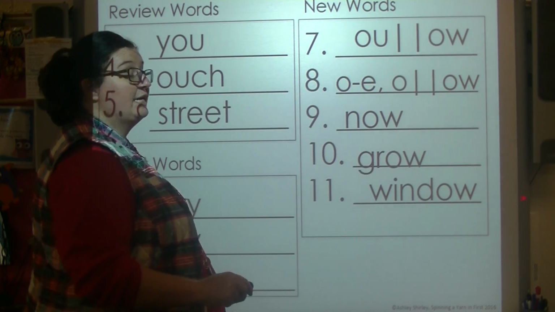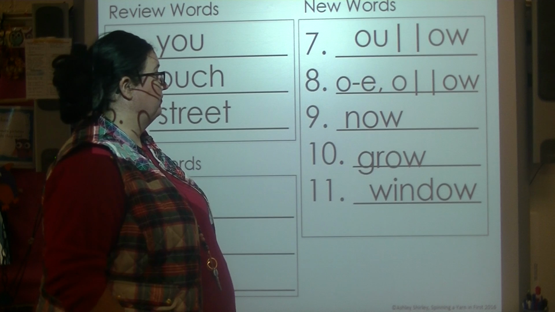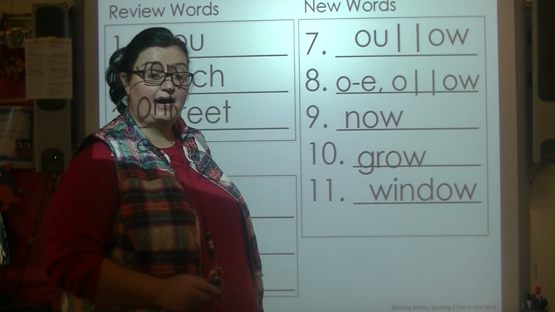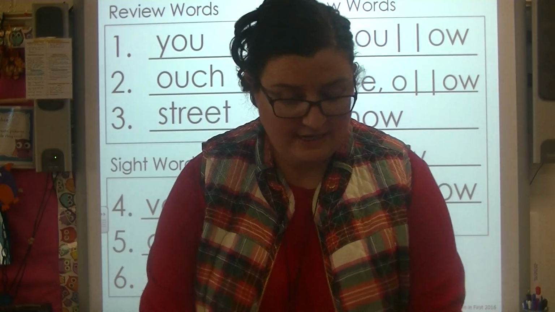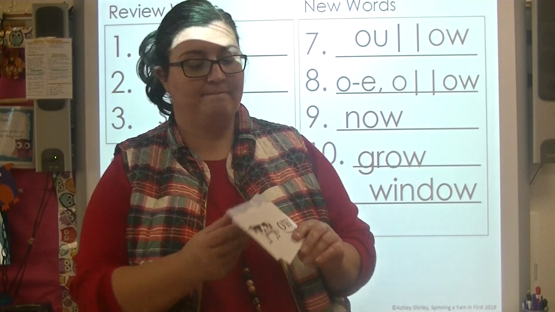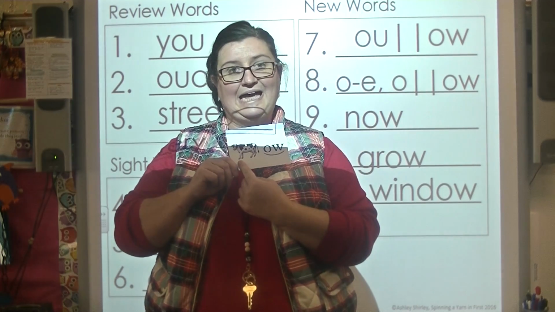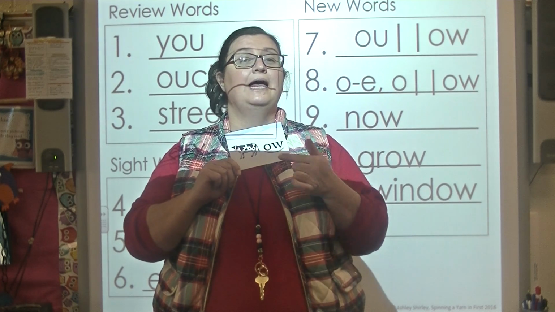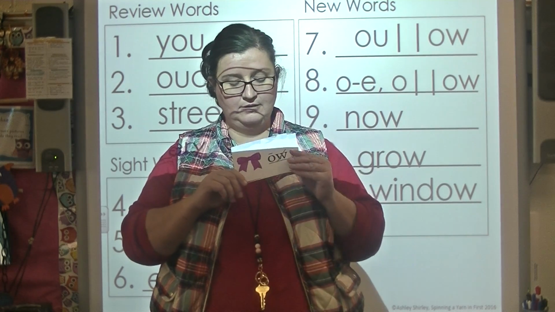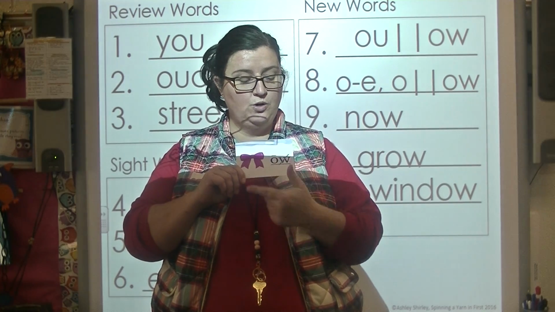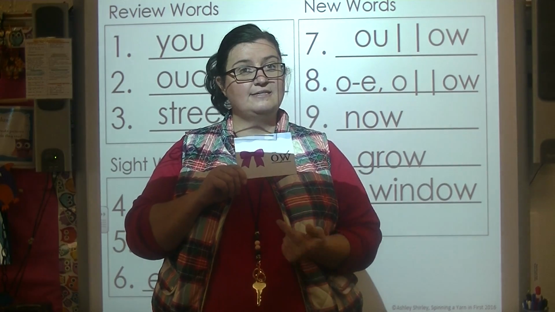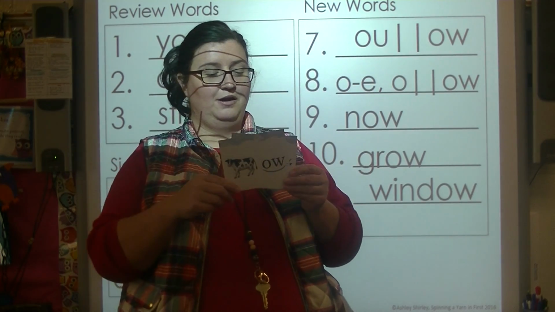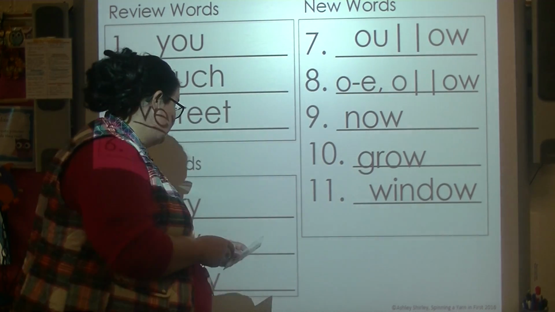W-I-N-D-O-W. Window. All right, we've got the ow sound, the diphthong, and the O sound, the digraph. All right, one more time. Cow. Diphthong O-W says ow. Bow. Digraph O-W says oh. There you go.